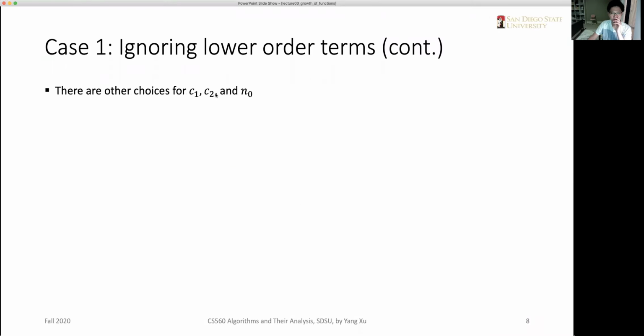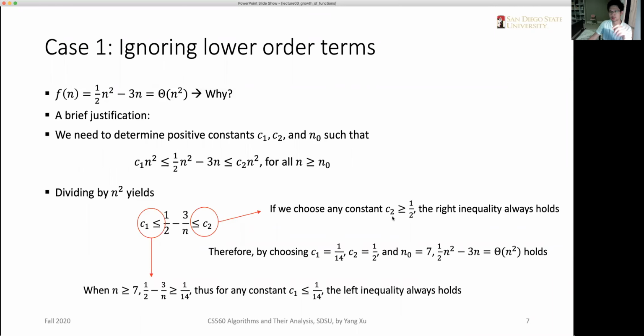And of course, there are other choices for C1, C2, and N0. But we said as long as C2 is greater than 1/2, so we can choose C2 equals 1, or C2 equals 2, or infinitely many choices. And for C1, it's also an infinite number of choices.